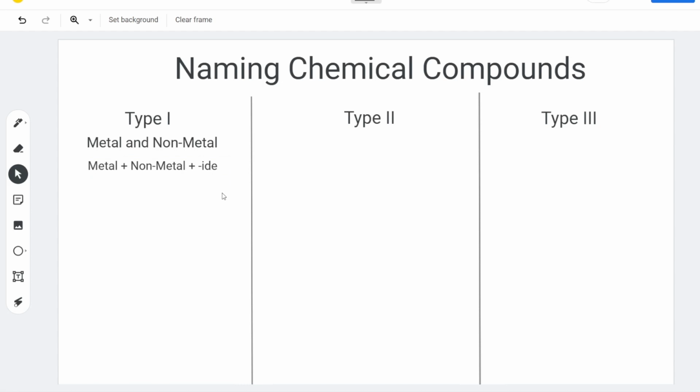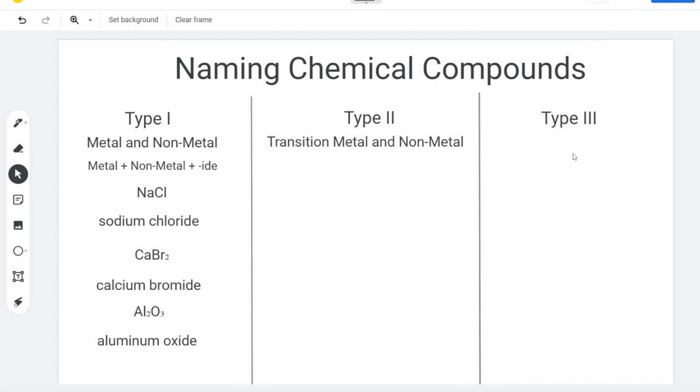Let's look at a couple of examples. Firstly, for something like NaCl, we would simply look at the metal and the non-metal, in this case sodium and chlorine, and add the suffix "ide" to the non-metal, giving us sodium chloride. For CaBr2, we have calcium and bromine, so we must add the suffix "ide" to bromine, and we have calcium bromide. For Al2O3, we have aluminum and oxygen, so we must add the suffix "ide" to oxygen to give us aluminum oxide.